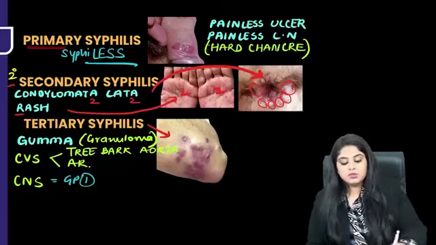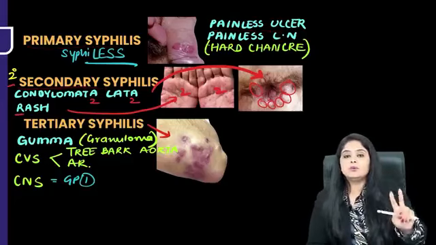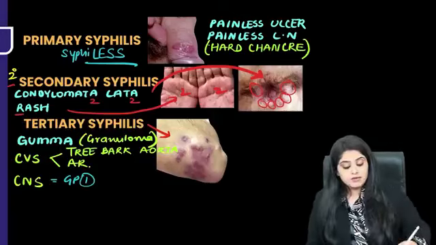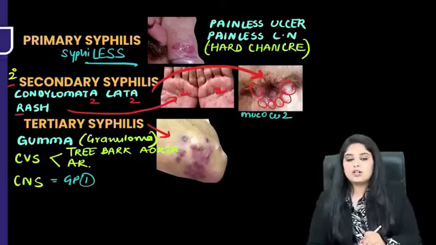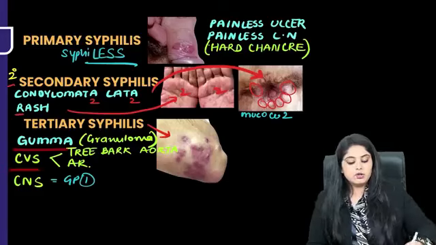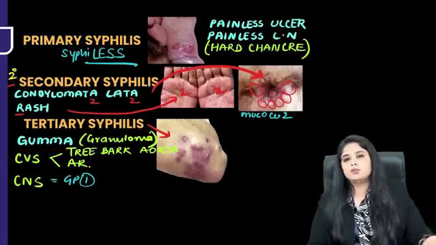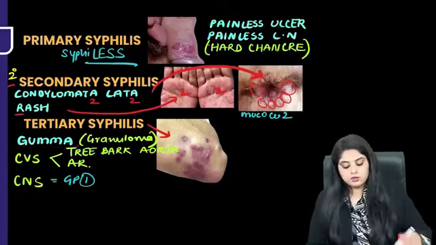So primary shows you the ulcer, painless syphilis. Secondary shows condylomata lata, and on what junction? If you want to complete it, condylomata lata on the mucocutaneous junction, and the two hands and two feet showing you rash. Tertiary is going to show you all organ involvement, with CVS, CNS, neurosyphilis, cardiosyphilis, and it is also going to show you gumma formations.